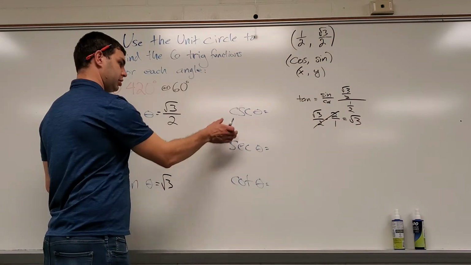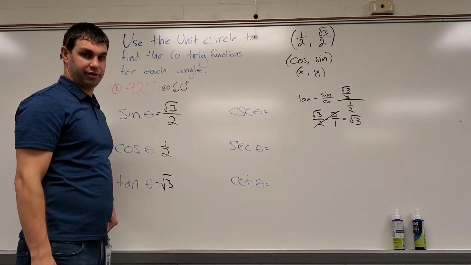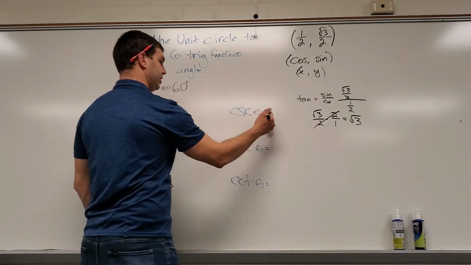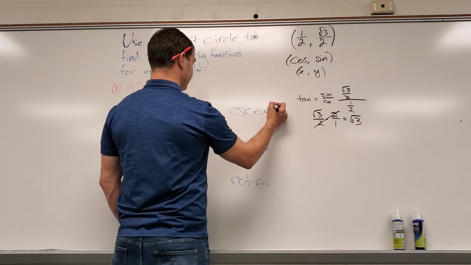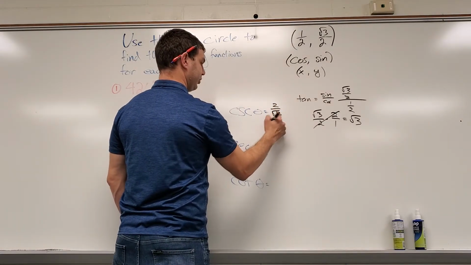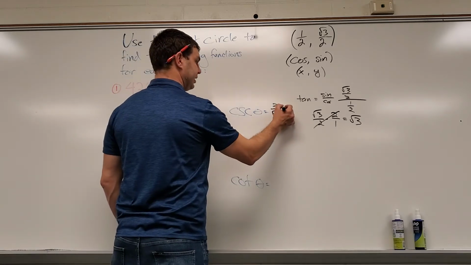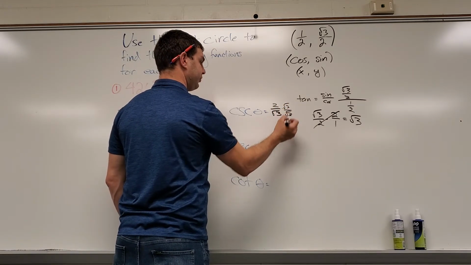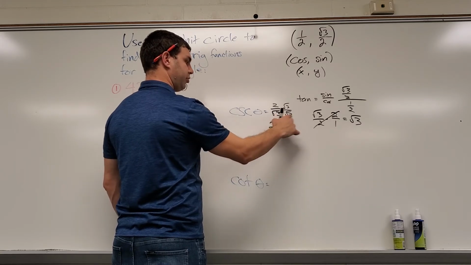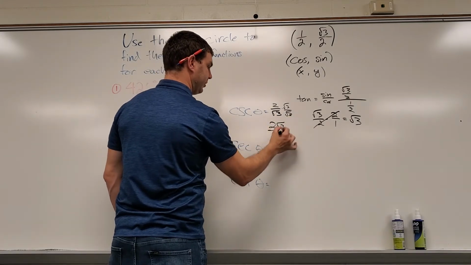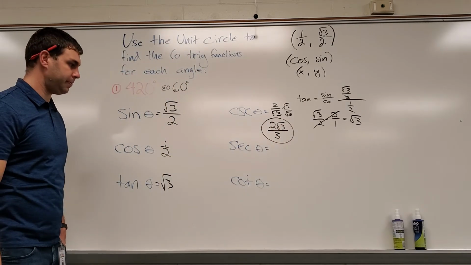Now cosecant, secant, and cotangent, we're going to do some flipping of our fractions and see what happens. If I flip sine, remember sine and cosecant go together, this is going to be 2 over the square root of 3, but we cannot have a square root in our denominator, so we're going to have to rationalize it by multiplying by the square root of 3 over itself. When I do that, I get 2 square roots of 3. Square root of 3 times square root of 3 on the bottom is just 3. So cosecant of theta is 2 square roots of 3 over 3.